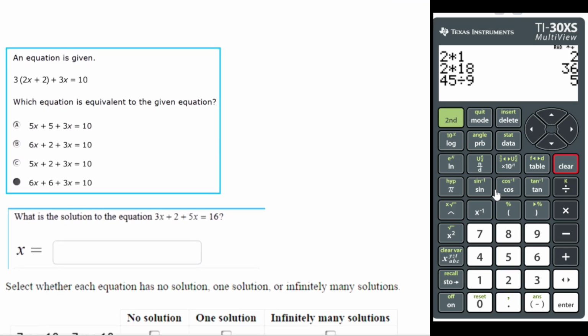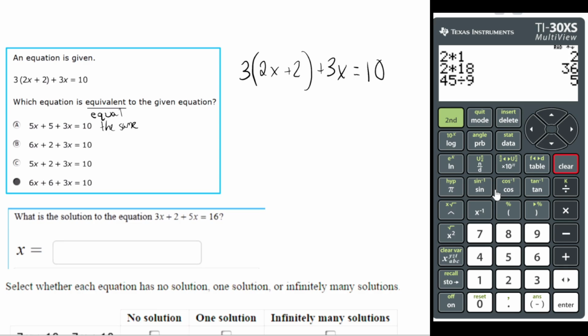An equation is given. 3 times (2x plus 2) plus 3x equals 10. And it says, which equation is equivalent to the given equation? Remember, equivalent means equal, the same. Okay? Now, you see that we're not getting final answers here. We're not getting x equals something, and we're not getting no solutions. So we want to do this step by step. So again, don't call me after midnight.